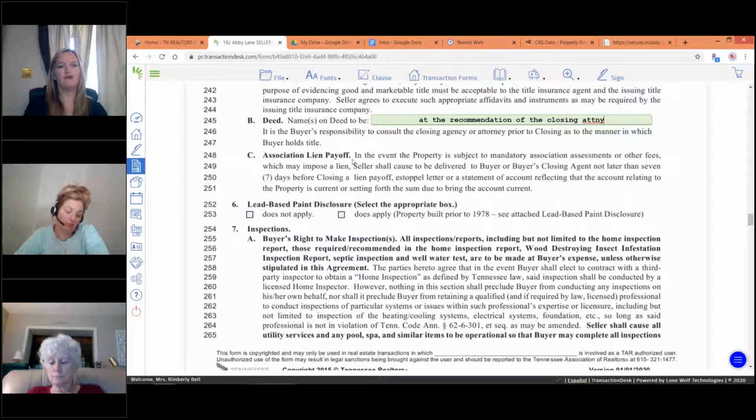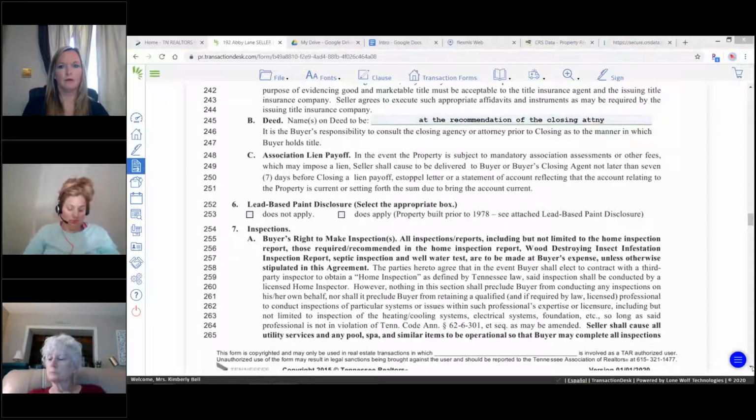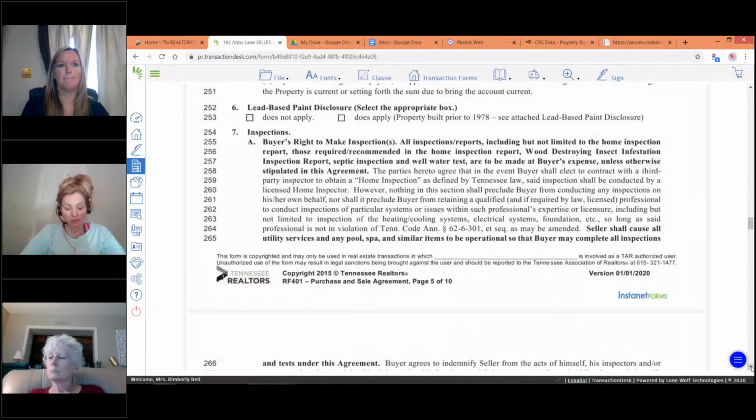Association lien payoffs, payoff association assessments, which we talked about. They need to be paid off 7 days before closing unless otherwise agreed upon. Lead-based paint, we know when to check here, right? Okay. Inspections. Buyer's right to make inspections.